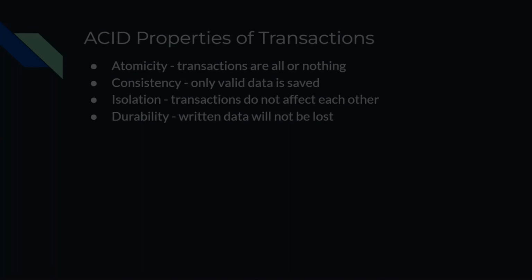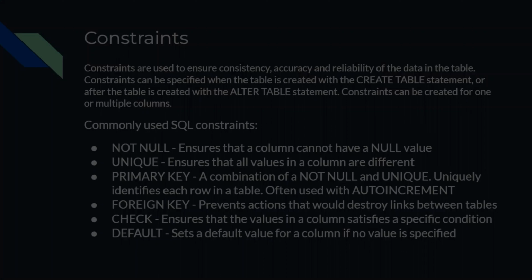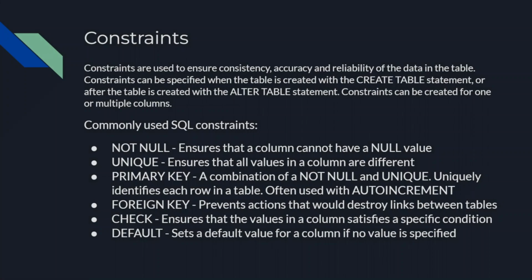Constraints are essential for maintaining data integrity and consistency within a table. Let's explore some commonly used SQL constraints. Not null ensures that a column cannot have a null value, making it mandatory for every row to have a value for that column. Unique ensures that all values in a column are different, preventing duplicate entries.